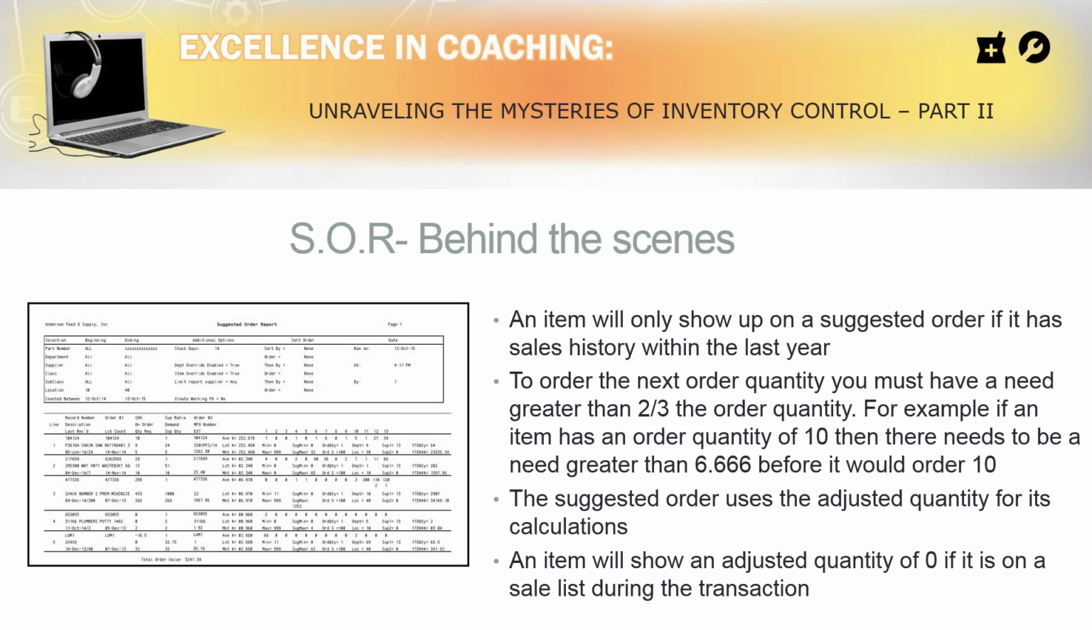Okay. To order the next order quantity, you must have a need greater than 2/3 of that order quantity. So for example, if an item has an order quantity of 10, then there needs to be a need greater than 6.66 before it's going to even order another 10 for you. The suggested order pulls from the adjusted quantity for its calculations. And then an item will show an adjusted quantity of 0 if it's on a sales list during that transaction. The SOR does take into account if something is on sale. It is going to calculate the fact that it was on sale, so the sales may be a little bit spiked versus a normal everyday sale of that item.